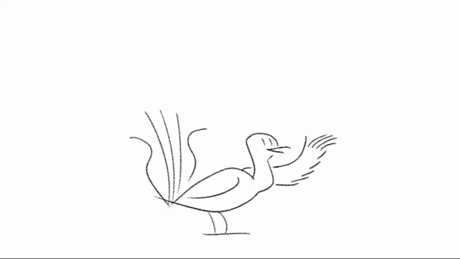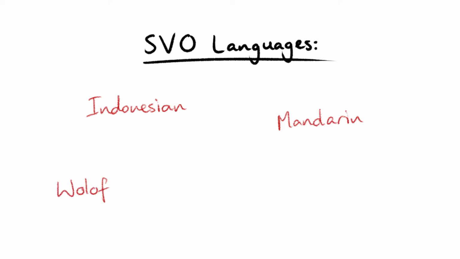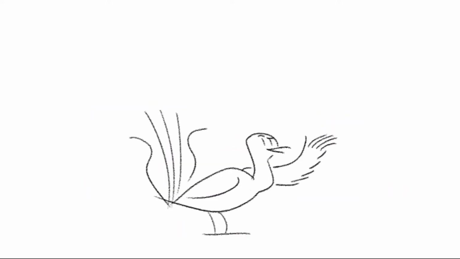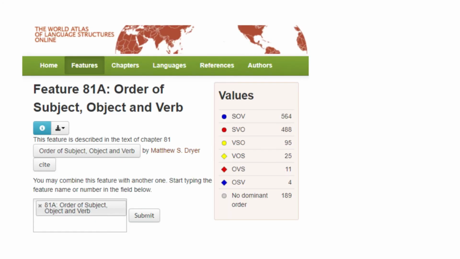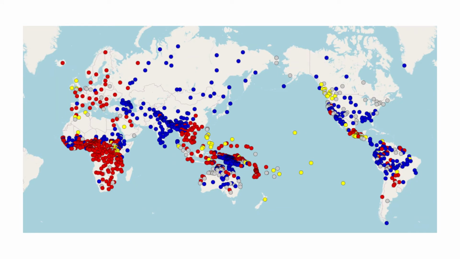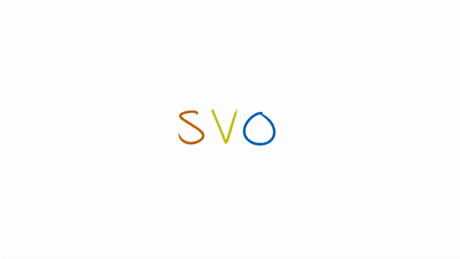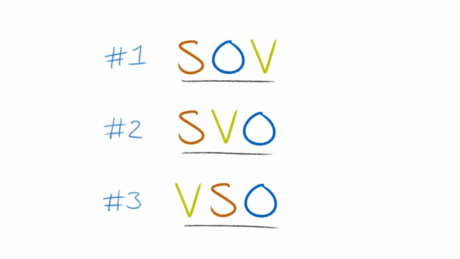Other languages that follow this construction include, but are not limited to, Indonesian, Mandarin, Wolof, Mapuche, Northern Sami, and literally too many to mention in one video. In fact, the World Atlas of Language Structures identifies 488 different languages that follow this word order, making up just over 35% of all the 1,376 languages listed. In other words, pretty much every red dot you see on this map is an SVO language. But while the SVO construction is a very common word order, it is actually only the second most commonly used word order in the world.